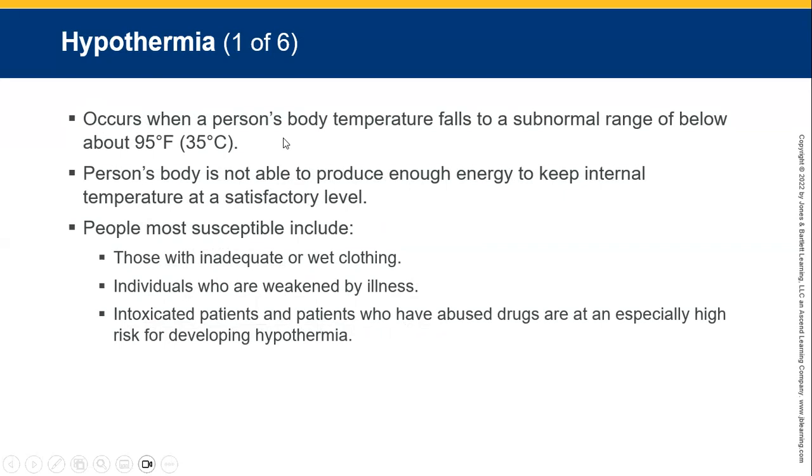Hypothermia is when a body's temperature falls below the subnormal range, about 35 degrees. The person's body is not able to produce enough energy to keep the internal temperature at a satisfactory level. People most susceptible include those with inadequate or wet clothing, individuals weakened by illness, and intoxicated patients. Patients who have abused drugs are especially at high risk of developing hypothermia.